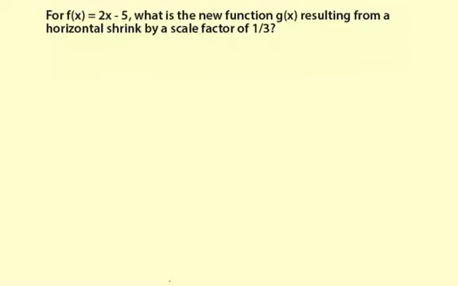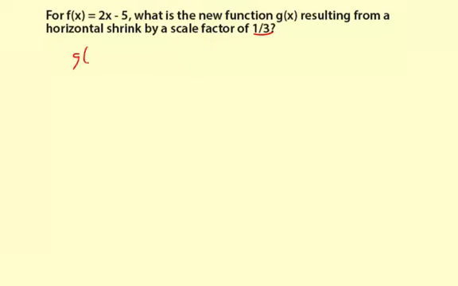For f of x equals 2x minus 5, what is the new function g of x resulting from a horizontal shrink by a scale factor of 1/3? Okay, for horizontal stretches and shrinks, you multiply the input by the reciprocal. So what that means is we're going to multiply this x by 3.